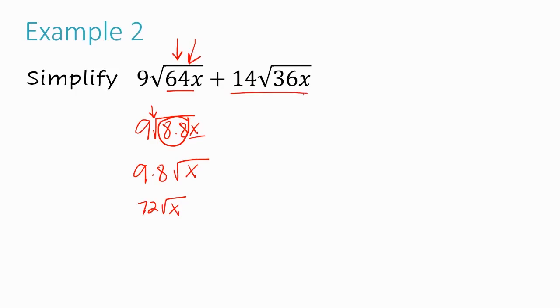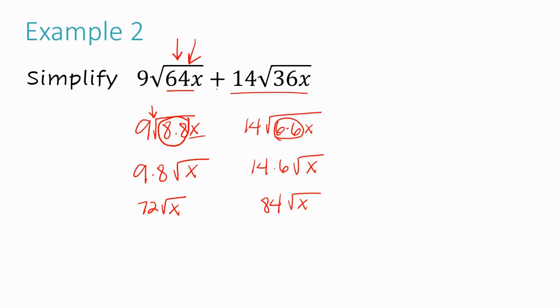Now let's deal with the second term, okay? I have 14 square root 36x. And we lucked out here because 36 is a perfect square again. So we had 2 perfect squares in this particular problem. So that means I can rewrite 36 as 6 times 6 and leave my x underneath there. Now I'm going to pull out the 6. So I have 14 times 6 square root x. Now 14 times 6 is 84. And then my radical of x just remains the same because I can't pull anything out.